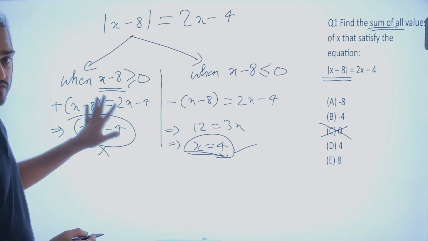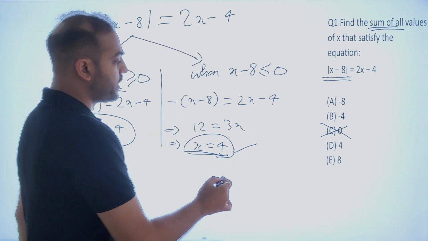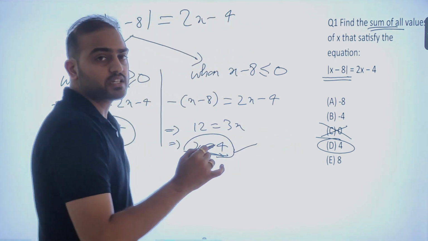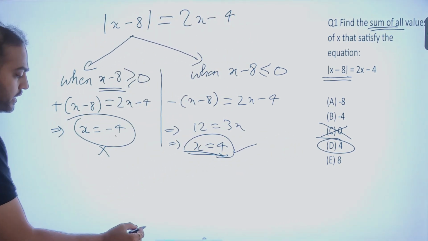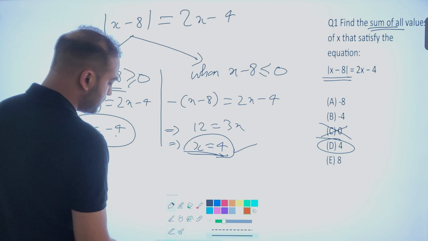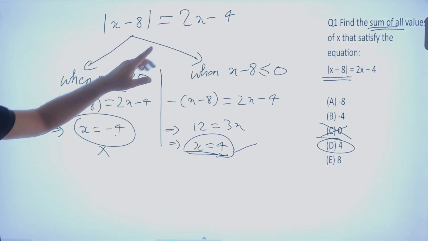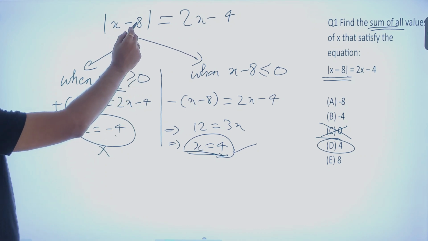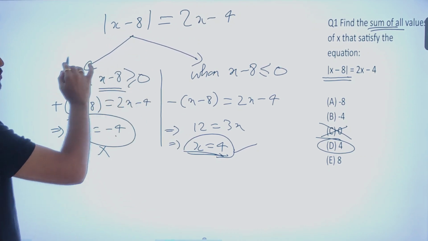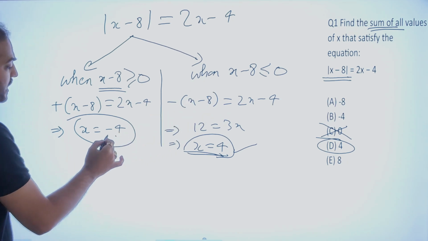Okay, minus 4 is a false answer, it's rejected. The correct answer is plus 4. Those of you who don't want to write the condition, just plug it back in the original question and verify.